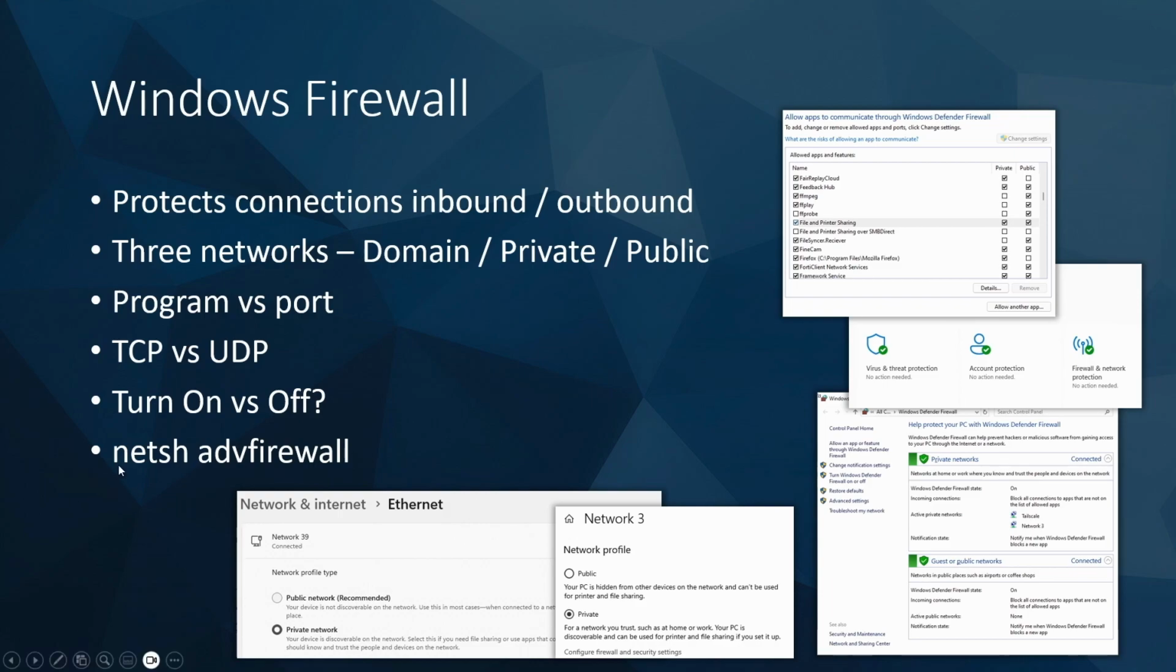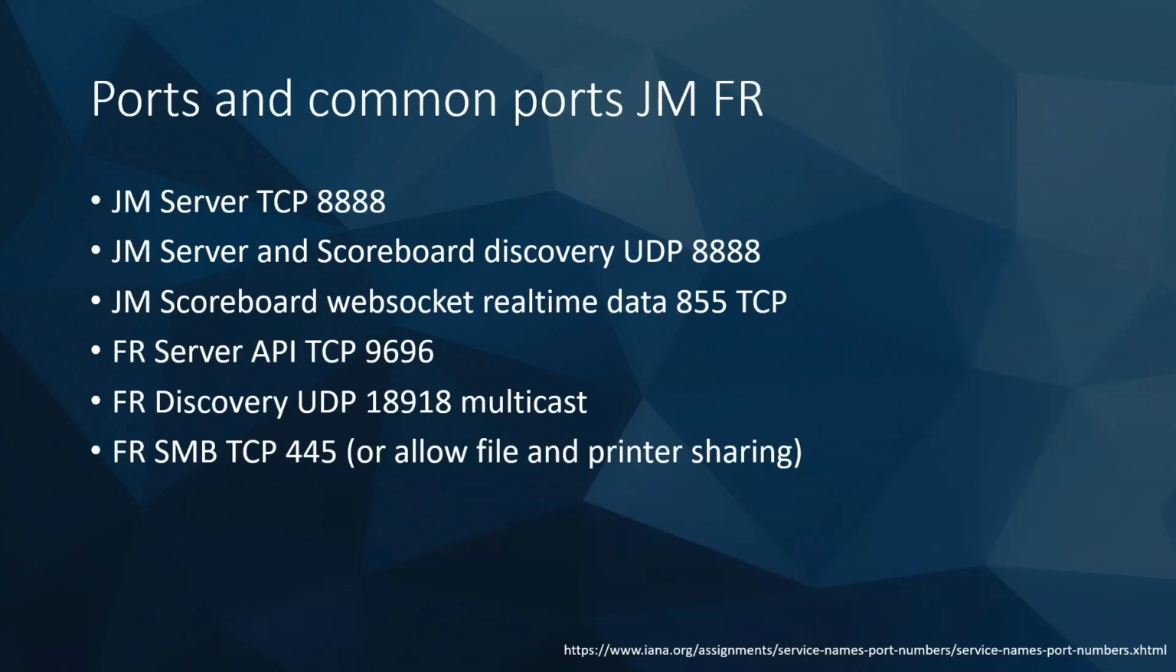For IT admins, there's the network shell, netsh, that has advanced firewall rules. With this command in the command prompt, you can easily reset the firewall rules and allow TCP, UDP. It's a good thing to know, and you can put this into a batch file and run it by default when you start Windows. This way, you're sure that you start with the default settings, for example.